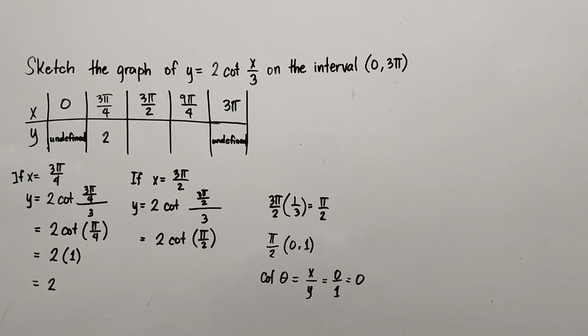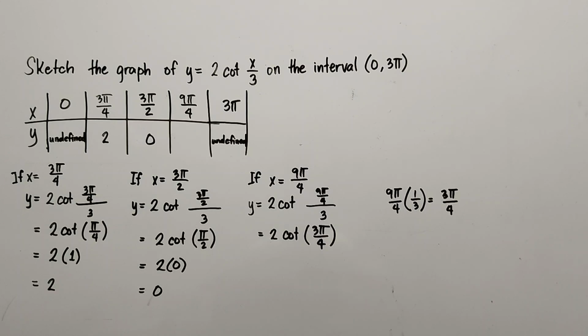And the ratio for the cotangent is x over y. So that is 0 divided by 1, so 0. Therefore, cotangent of pi over 2 is 0. And you have that 2 times 0 is 0. So for x equals 3 pi over 2, y is 0.